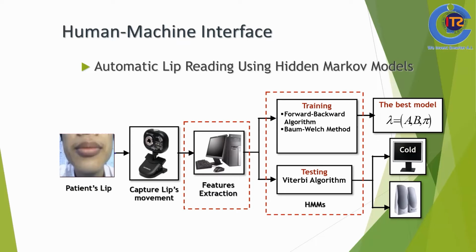For human-machine interface, we have the automatic lip reading system that uses a camera. So this is for the patient who cannot move his body at all, but just the lips. So he or she can move the lips, and we will try to interpret that. We have about 15 words that are most frequently used in the hospital, and the patient can communicate with the medical personnel.